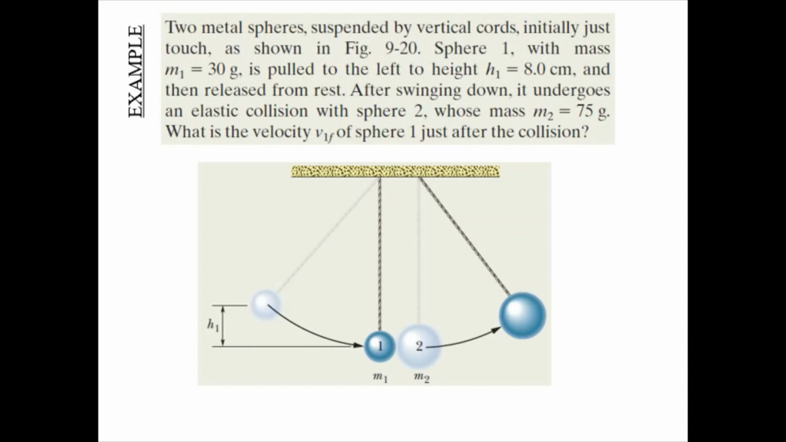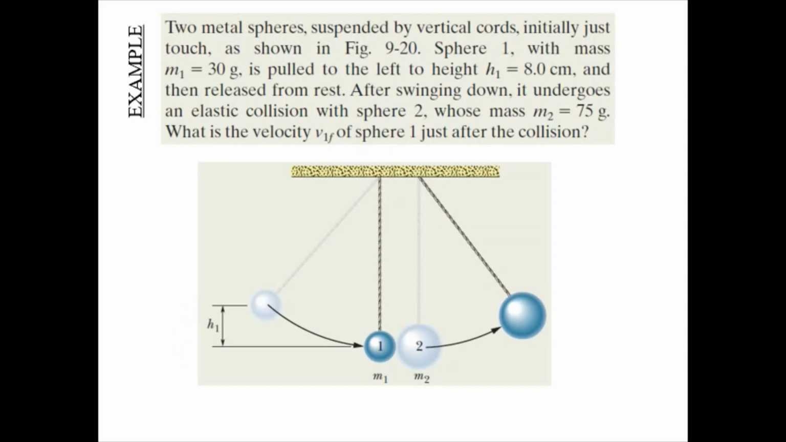It says we have two metal spheres. They're suspended by vertical cords, okay, and they're initially just touching. So the initial setup is towards the middle of the screen, right in this area. The two are hanging side by side, ball one and ball two hanging from strings like that initially. It says sphere one with mass 30 grams is pulled to the left to a height of 8 centimeters. So this height here, 8 centimeters. And then it's released from rest.